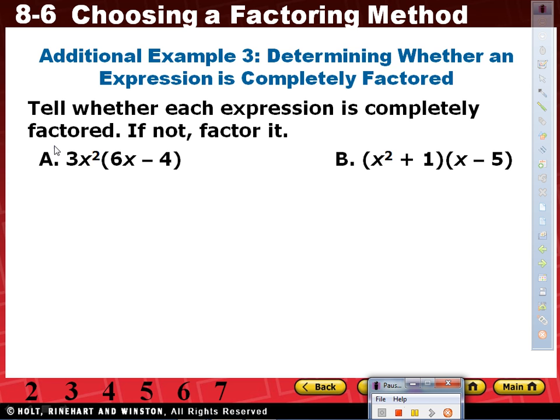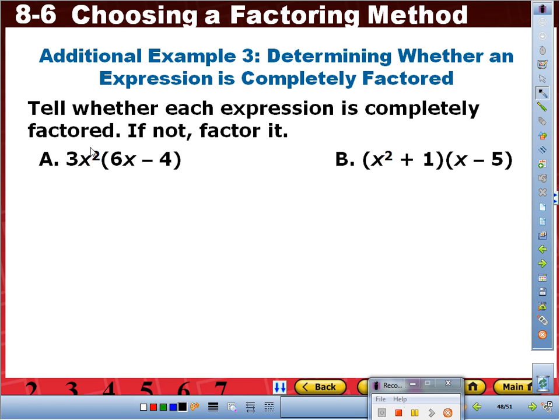All right, let's do A. Okay, according to what they give us, because they still want us to check if it's already completely factored, they're saying, by what it looks like, that this is a GCF. Is that correct? But let's double check. Is there anything else inside of the parentheses in this binomial that has a GCF? What would be the GCF? 2. We open up parentheses and simplify this.